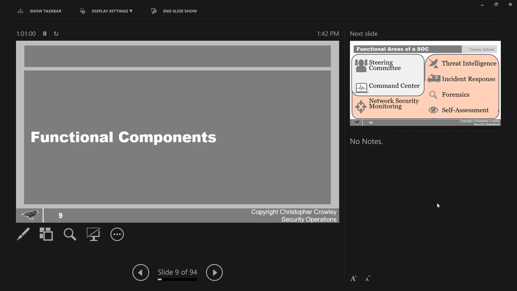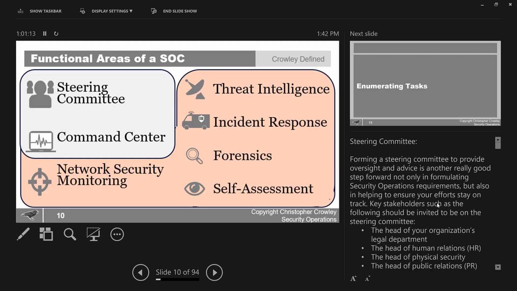So to get you in the mindset of some of the terminology that I'm going to use, when I talk about SOCs, I break it into functional components. You probably don't organize your SOC exactly like this, but your SOC needs to perform all of these functions. Okay? Steering committee, command center, network security monitoring, threat intelligence, incident response, forensics, and self-assessment.